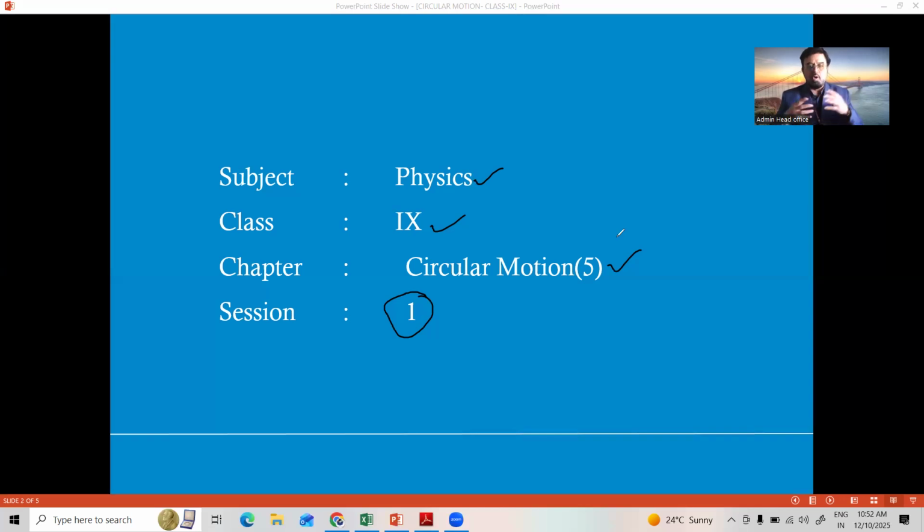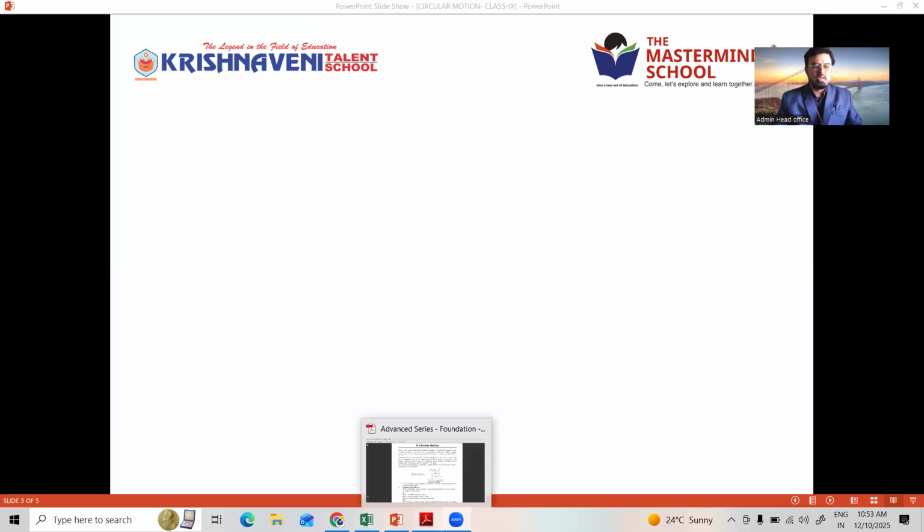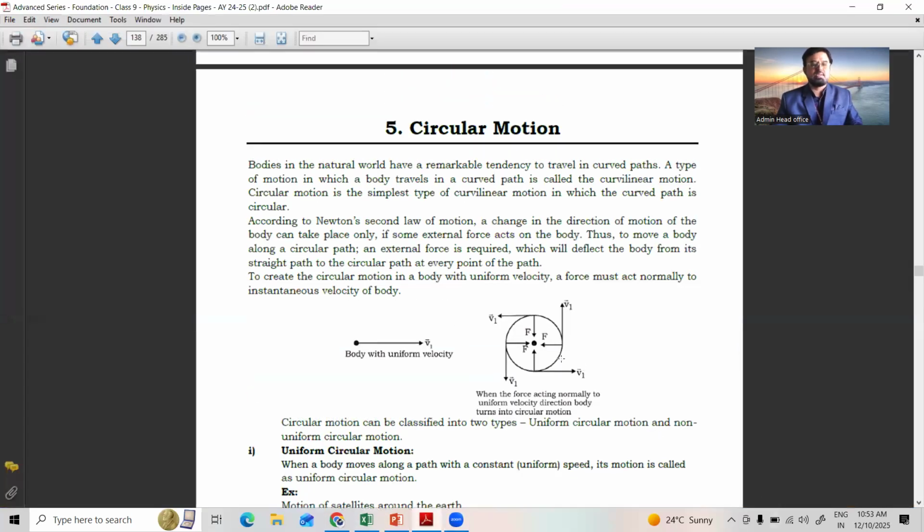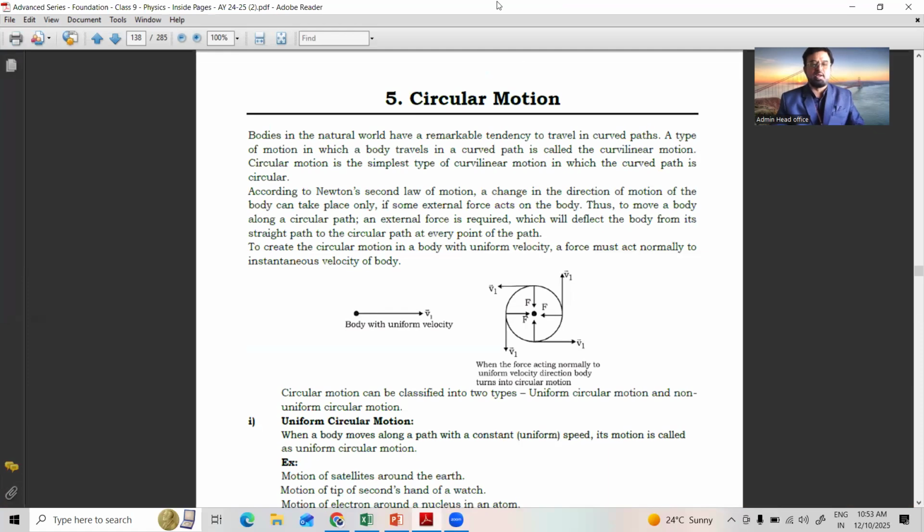So among all the motions, why are we discussing only circular motion? Because there are some special properties and special applications for this type of motion. So we'll move to our material part. What are we going to learn about circular motion? So circular motion, we are ready.